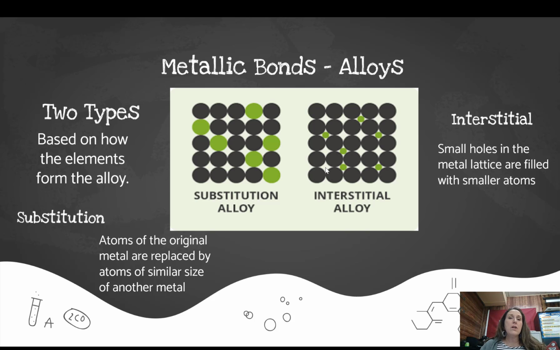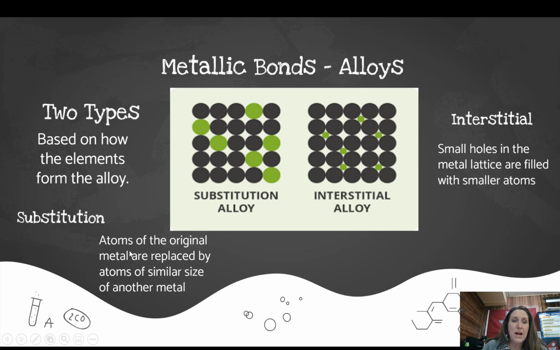There are two types: a substitution and an interstitial alloy. I don't necessarily care that you know the difference. I care that you know that there are two types. This is based on how the elements form the alloy.